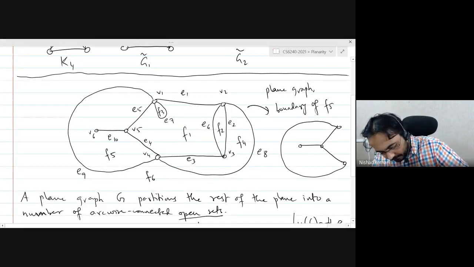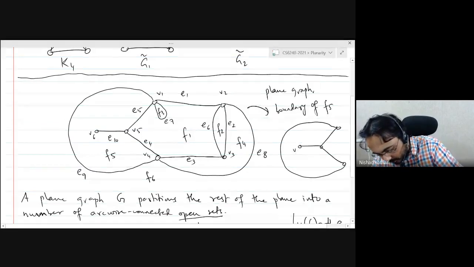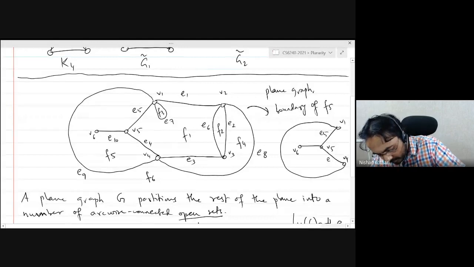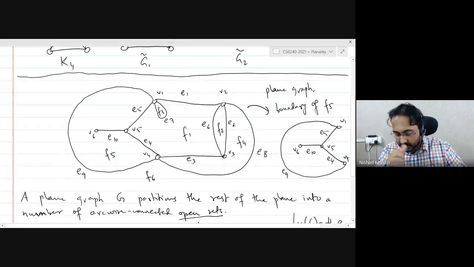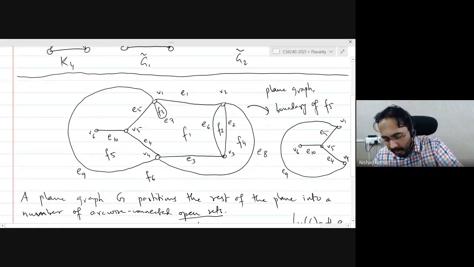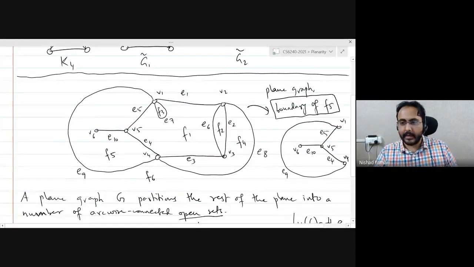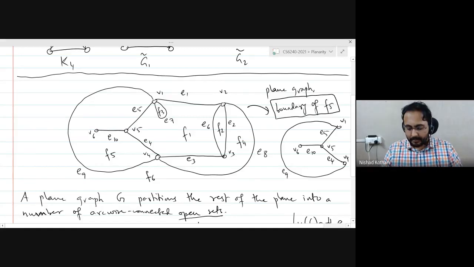This is your face F5, and on the boundary you have the vertices V6, V5, V1, and V4, and you have a bunch of edges, E5, E4, E9, and E10. So this subgraph is the boundary of the face F5. It is everything that is touching the face F5.